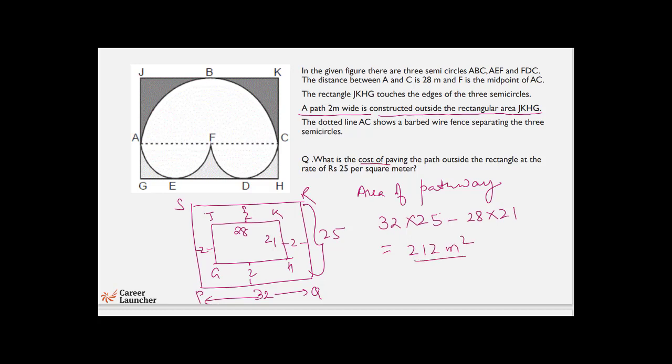We want the cost of paving the path at the rate of rupees 25 per square meter. So the cost will be 212 meters square into rupees 25. So this comes out to be rupees 5300. That is the cost of paving the path outside the rectangle at the rate of rupees 25 per square meter.